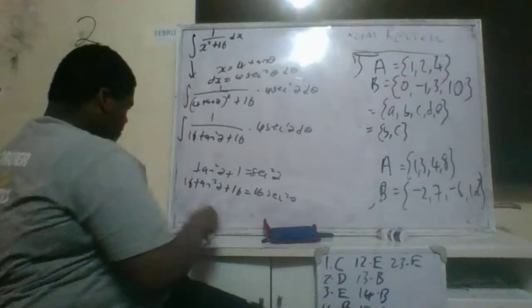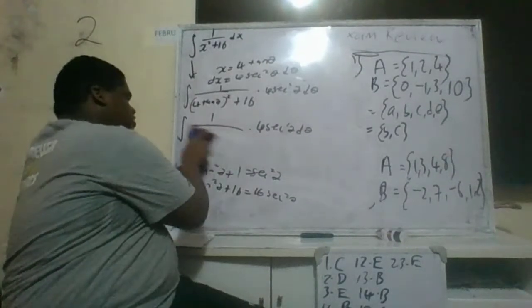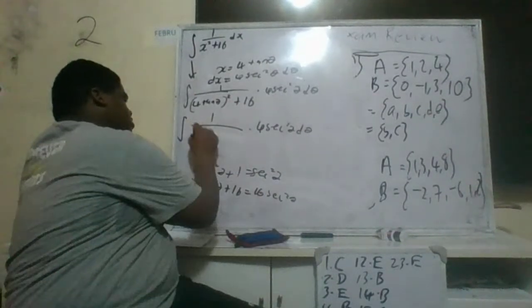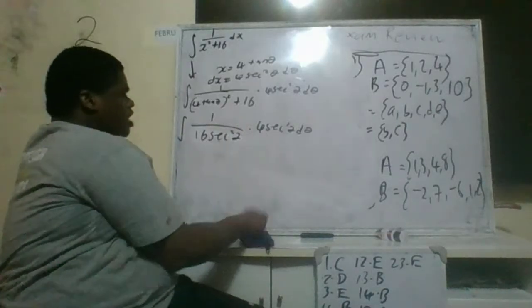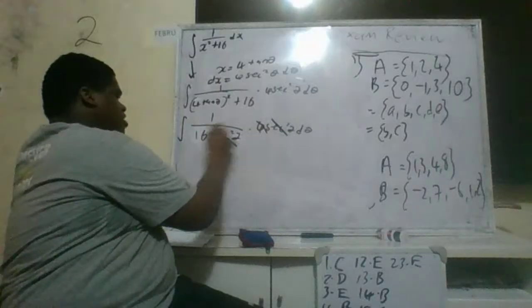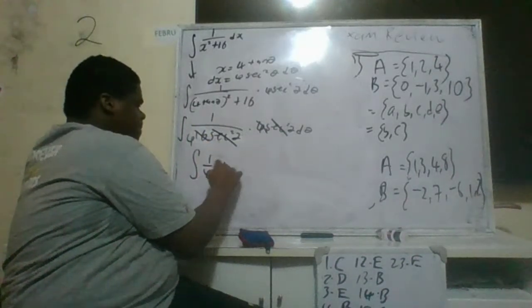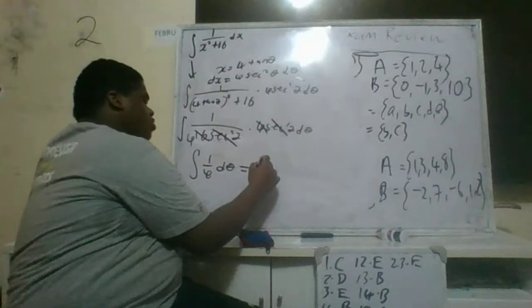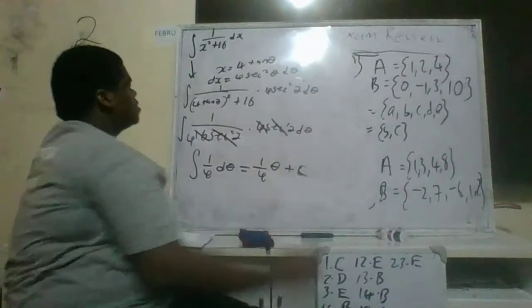So 16 tan squared theta plus 16 is going to equal 16 sec squared theta. So instead of 16 tan squared theta plus 16, I'm going to just change this to 16 sec squared theta. You can now cancel some things out. You cancel sec squared theta from here, and you cancel 4 from here, you have 4. So now you have the integral of 1 over 4 d theta, and this is equal to 1 over 4 theta plus c.